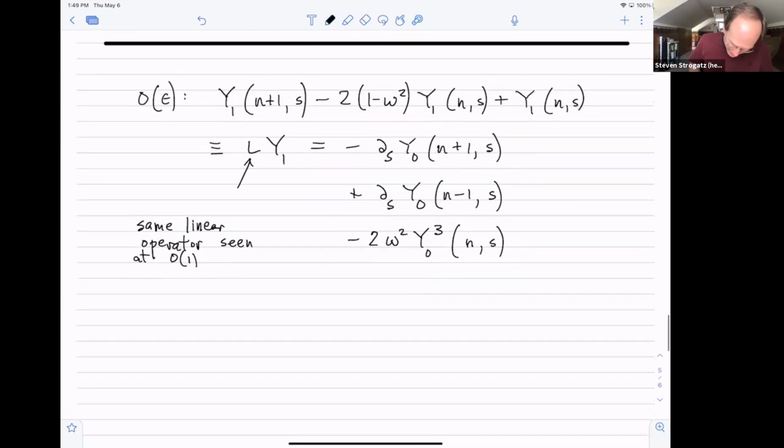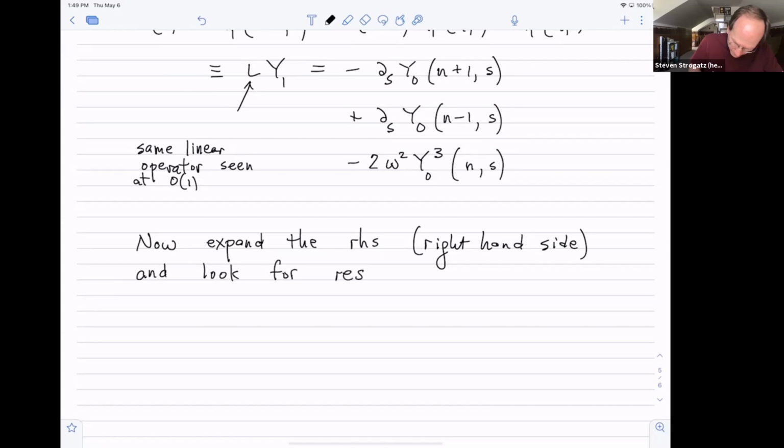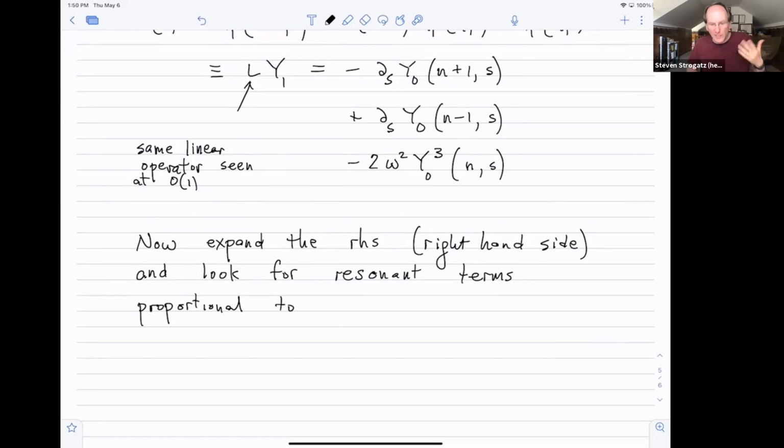So our strategy then at this point is: now expand the right-hand side, and look for resonant terms. So resonant terms will be terms that are proportional to the solution of that linear difference operator, the homogeneous problem for it.